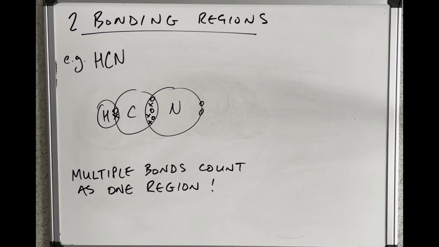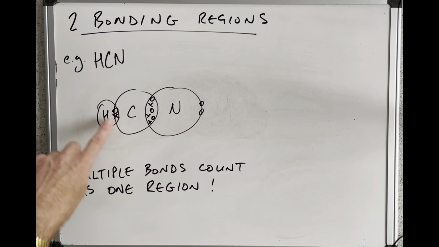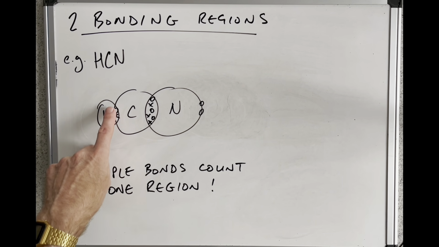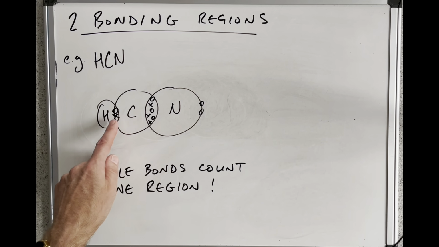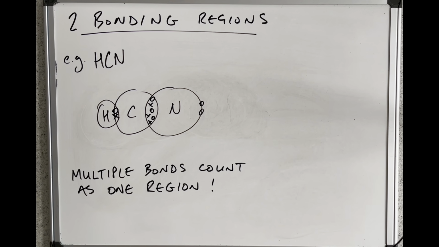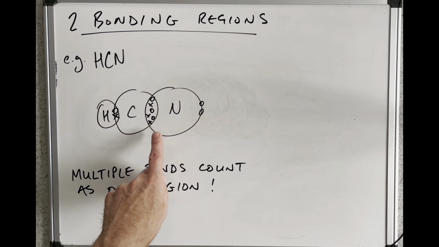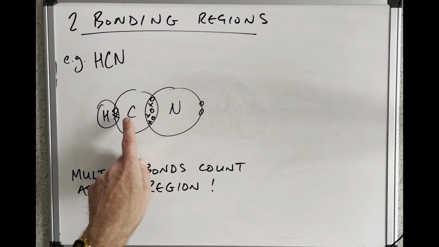The other example I've got for this scenario of 2 bonding regions in the valence shell is hydrogen cyanide. So again, I've started with a dot and cross diagram. You can see we've got a single covalent bond between the hydrogen and the carbon. So that's where each atom just puts 1 electron into the shared part. On this side, each atom's putting 3 electrons in.